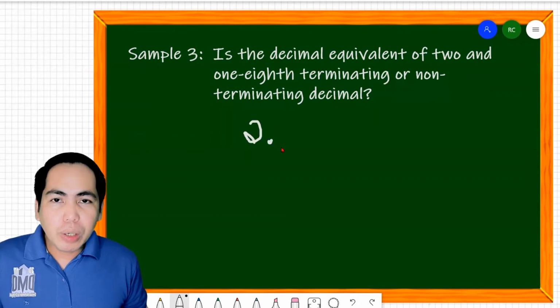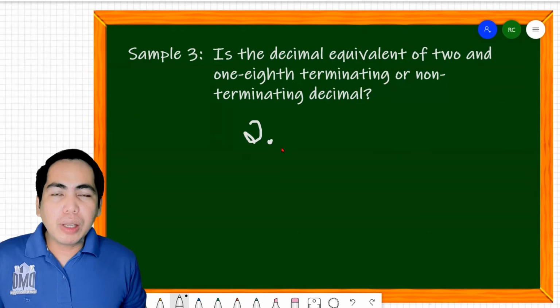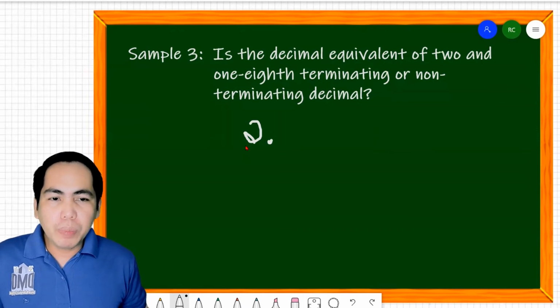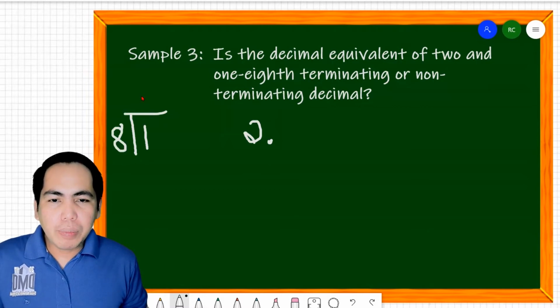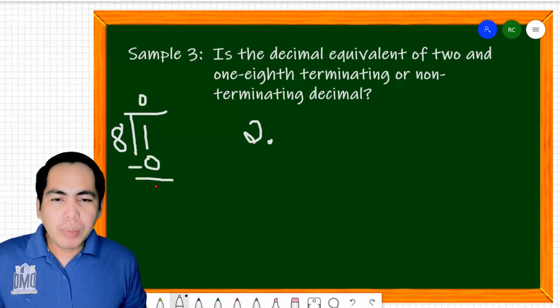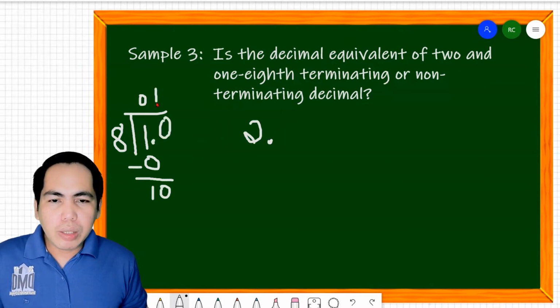The next thing that we are going to do is to find out the digits after the decimal point by dividing 1 by 8. So 1 divided by 8 cannot be, so you have 0. 0 times 8 is 0. 1 minus 0 is 1, and then we are going to add zeros after the decimal point. So 0, bring down 0. 10 divided by 8 is 1. 1 times 8 is 8. 10 minus 8 is 2. So another 0. So bring down the 0.